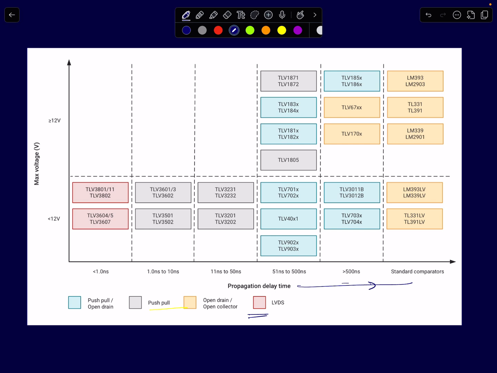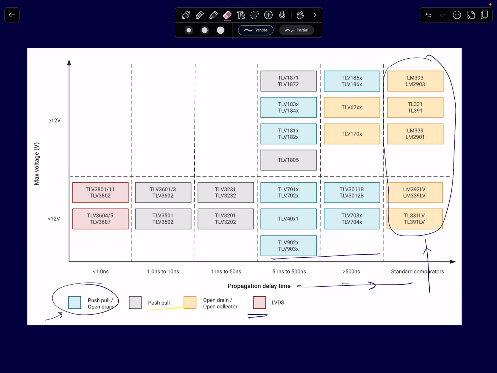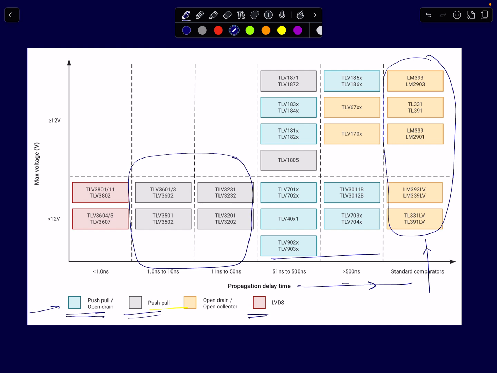You can see the open collector, open drain output, shown in this orange color here, takes up the largest propagation delay, therefore they're used for low speed applications, not high speed. And if you see push pull or open drain, they are all in moderate speeds. This is circuits where they give you both options, but let's look at only push pull output stages. They have propagation delays intermediate to the open collector outputs and the LVDS outputs. It's intermediate between the two, and then you can go for the push pull output based comparators.